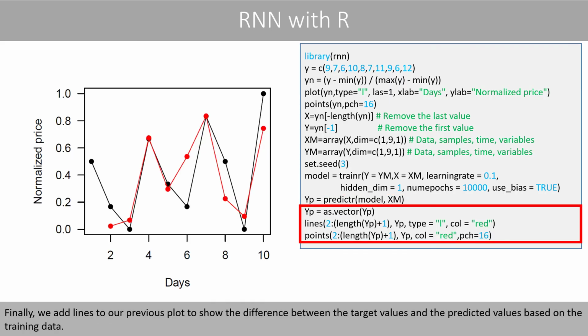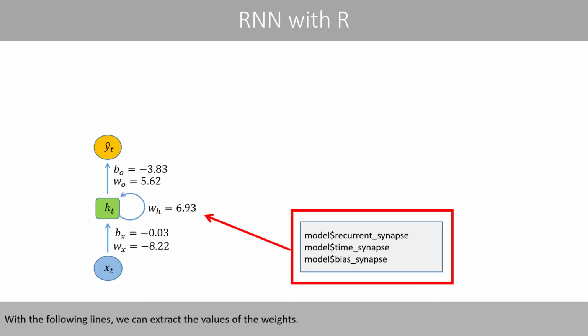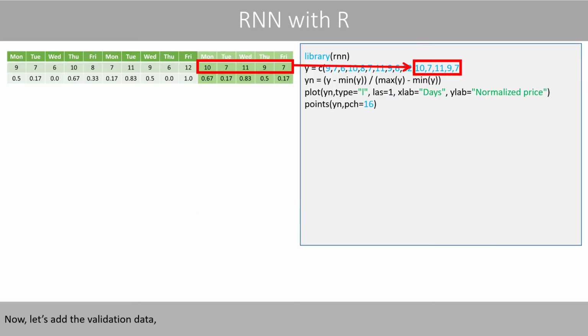Finally, we add lines to our previous plot to show the difference between the target values and the predicted values based on the training data. With the following code, you can plot how the sum of the absolute errors changed during the training process. With the following lines, we can extract the values of the weights.